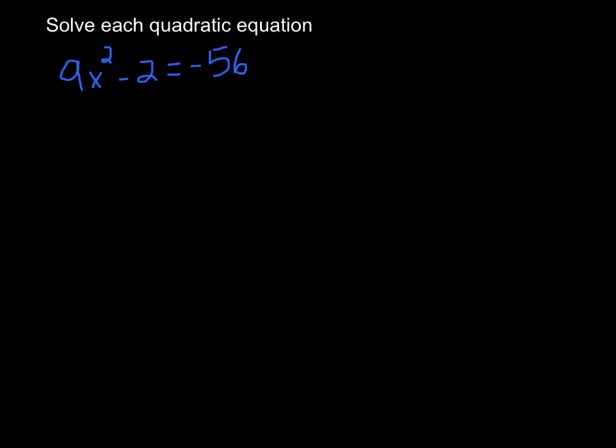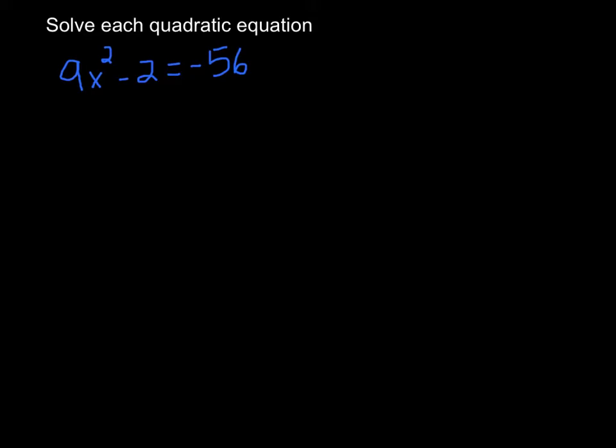Alright, we're asked to solve this quadratic equation. And so we're going to solve this equation really similar to the way that we solve a normal equation. We want to try to move everything away from this x squared. When we get it all on the other side, then we can take the square root of both sides. So let's go ahead and do that now.